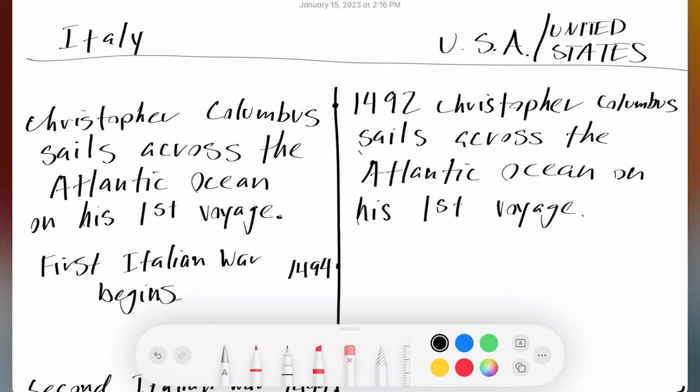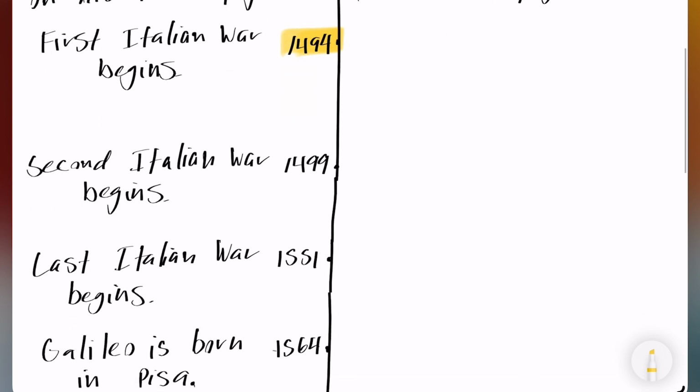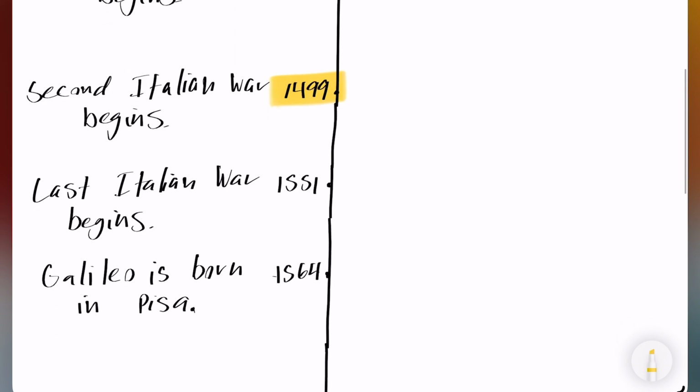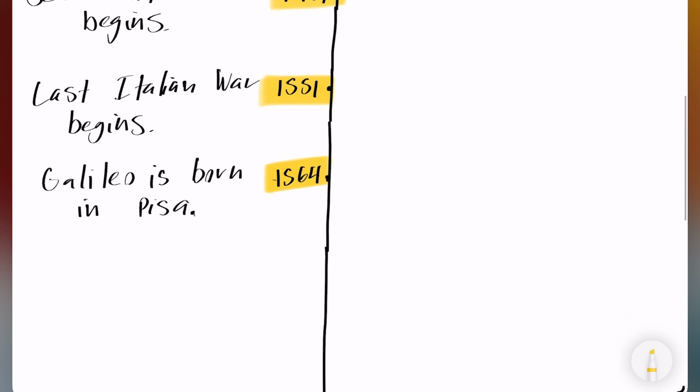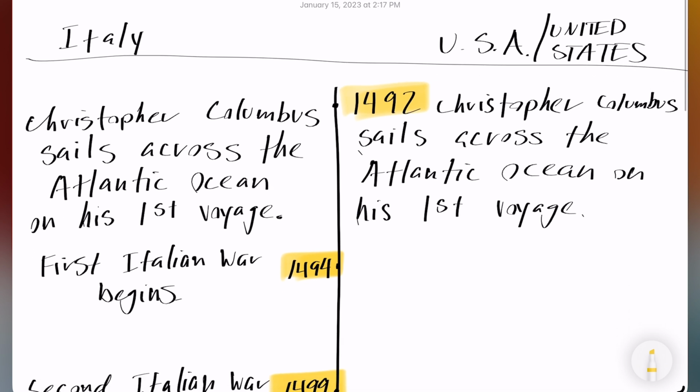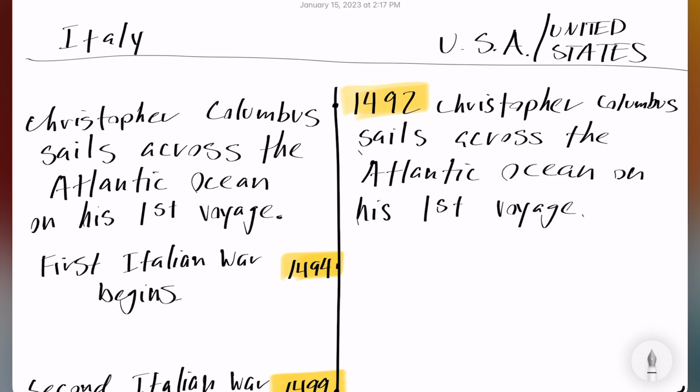1492, we have Christopher Columbus sails across the Atlantic Ocean on his first voyage. And then here in 1494, we can see that our first Italian War begins. Then in 1499, our second Italian War begins. And then in 1551, our last or third Italian War begins. And again, in 1564, Galileo is born in Pisa. All right? So that should bring us up to our next important year in American history.